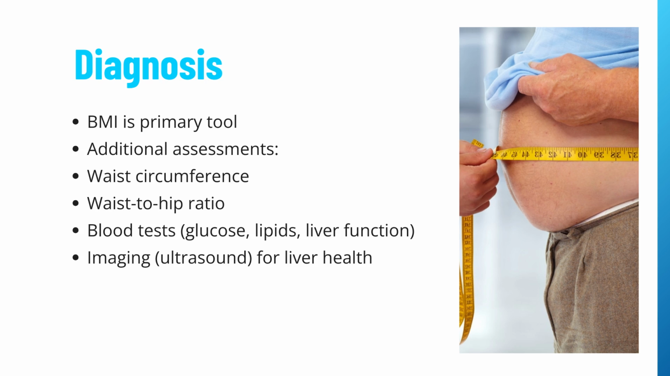As mentioned earlier, BMI is the main tool used, but doctors may also assess waist circumference to estimate abdominal fat, waist to hip ratio for cardiovascular risk, blood tests to measure cholesterol, blood sugar, and liver function, imaging studies like an ultrasound if liver disease is suspected.